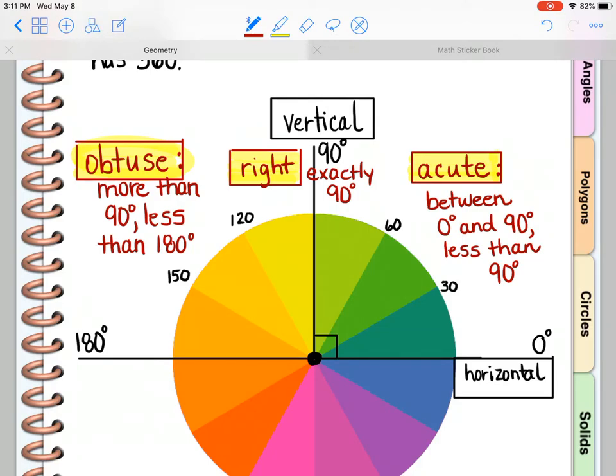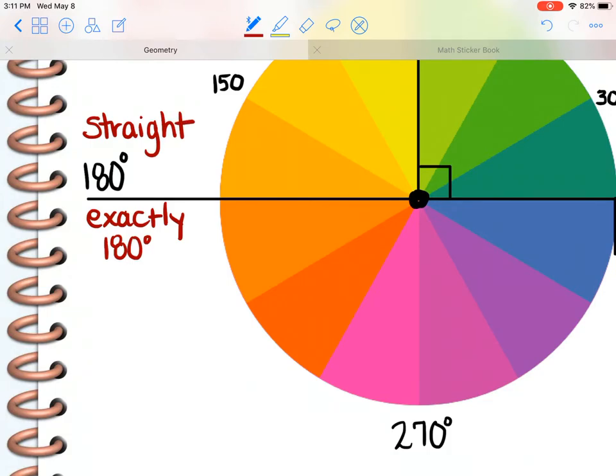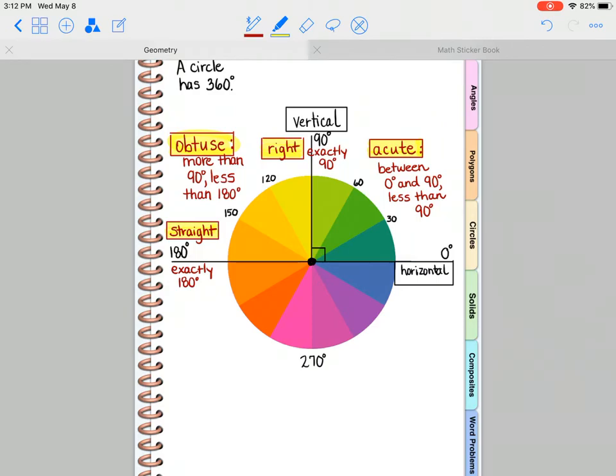Okay, if you have exactly 180, right on 180, not 179.1 or 180.1, but exactly on 180, you have a straight angle. So exactly 180 degrees is called a straight angle. And that makes sense if you think about it as a straight line. That black line that I drew across the middle, the horizontal one, is a straight line. That is a 180 degree angle. It's straight, it's flat, it's half a circle. It is 180 degrees. So we know a whole circle is 360, half a circle is 180. And that's a straight line.